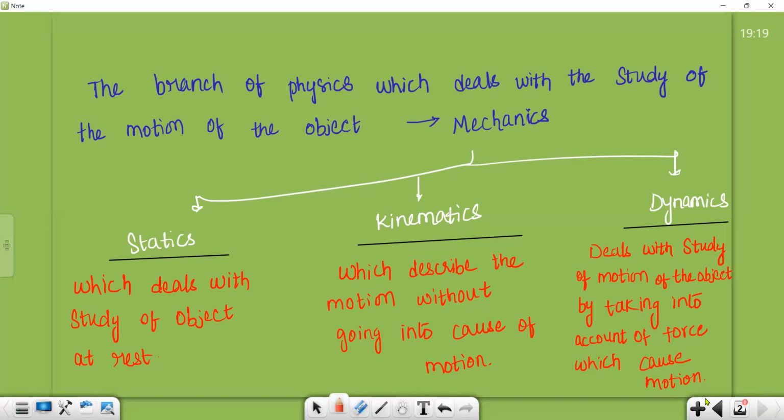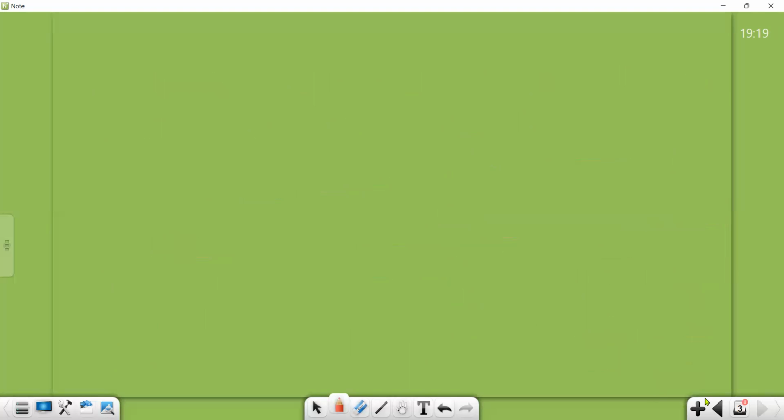Okay, now suppose, student, let me ask you a question. How can you tell that an object is at rest? Ma'am, the object would not be moving, it would be in one place. How can you tell? By seeing with our eyes. Okay, and if the object is moving, then? Then we could say the object is in motion.